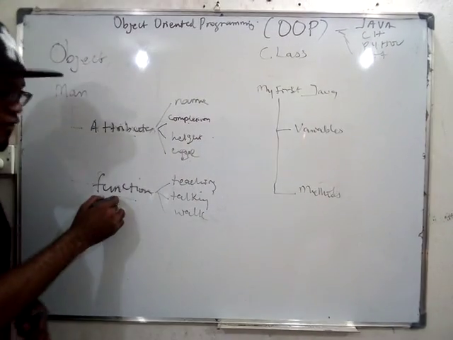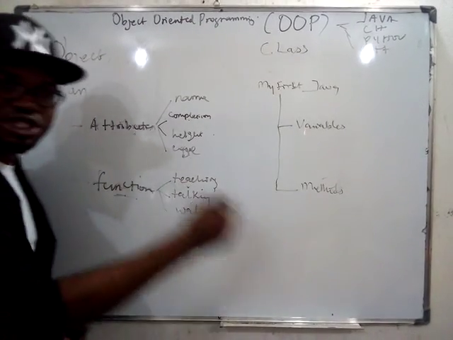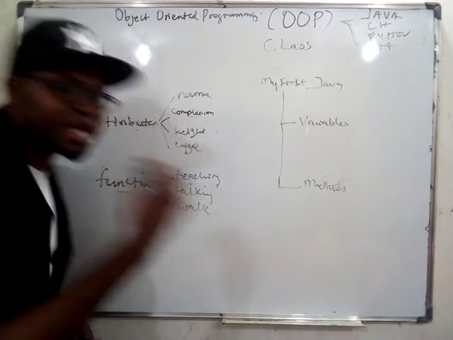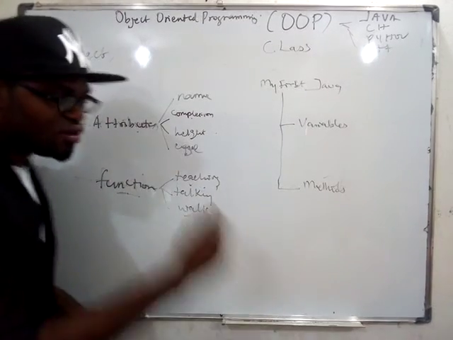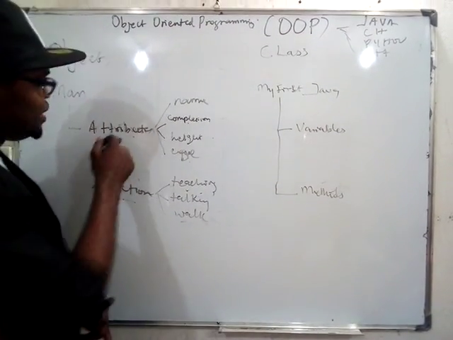Then I also have functions. I perform functions like teaching, like I'm teaching you, talking, using my mouth to talk, and walking. So every software must have these two things.